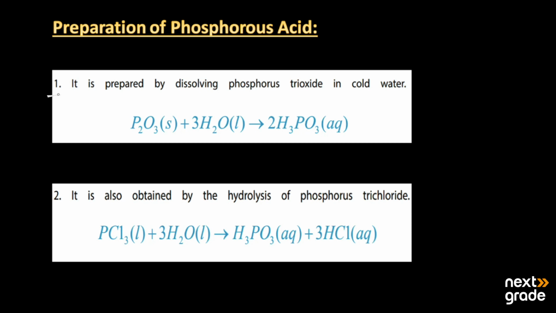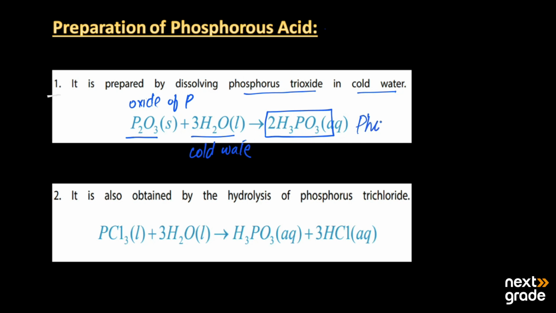The number one method for the preparation of phosphorus acid is that it can be easily prepared by dissolving phosphorus trioxide in cool water. Phosphorus trioxide is the oxide of phosphorus. While reacting it with cool water, the product we gain is called phosphorus acid, and it is a very easy method by which we can prepare this product.